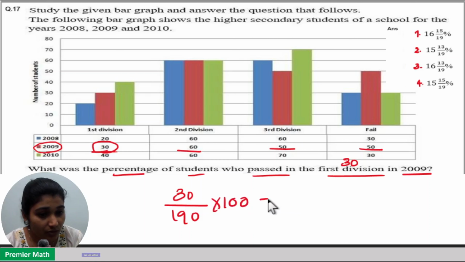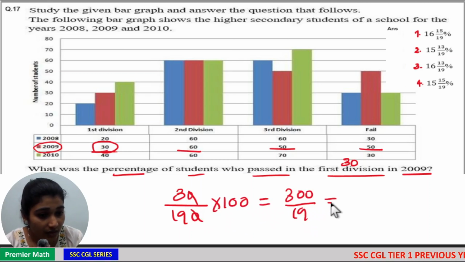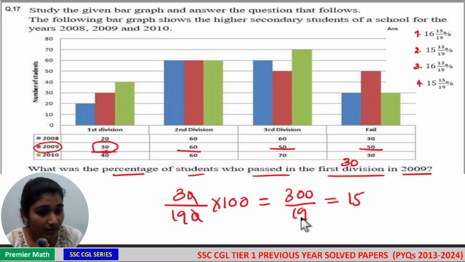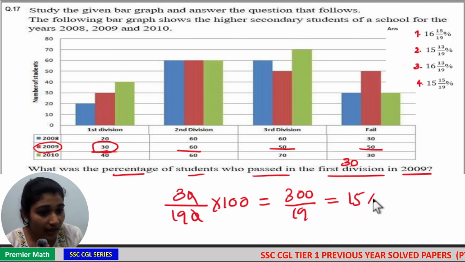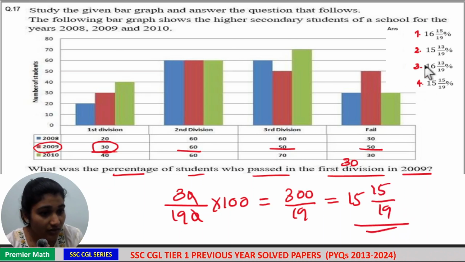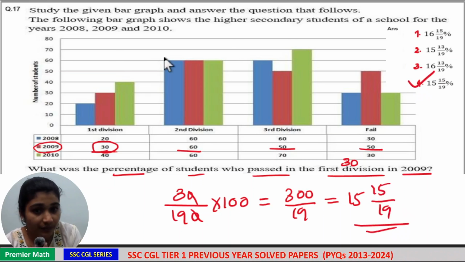If you convert it into percentage, which is equal to 300 by 19. 20 goes 15 times in 300, but this is 19. So instead of 19 into 15, we took 20 into 15. So remaining must be 1 into 15. So 15 and 15 divided by 19 is your answer. Option 4 is your answer.